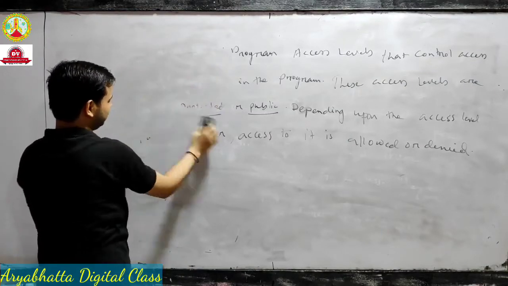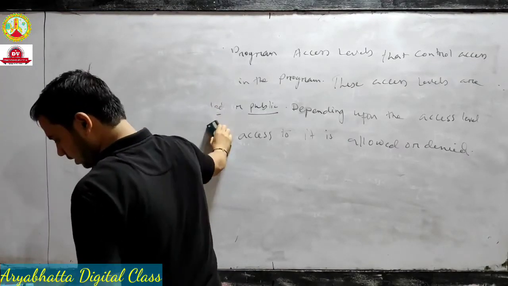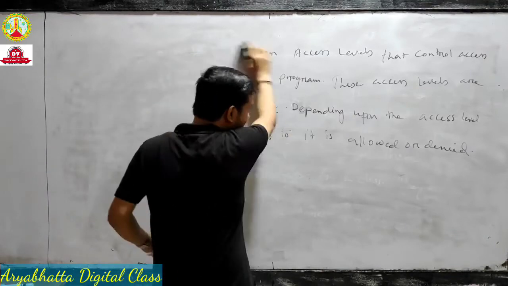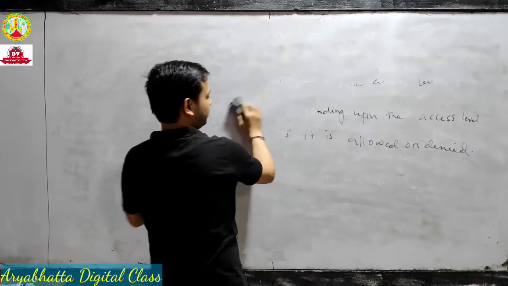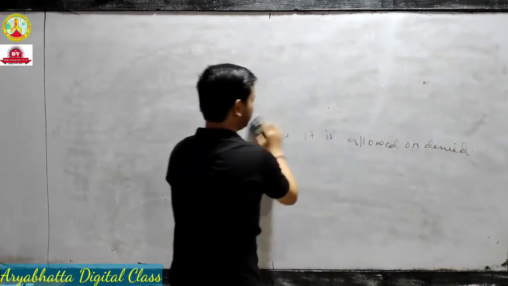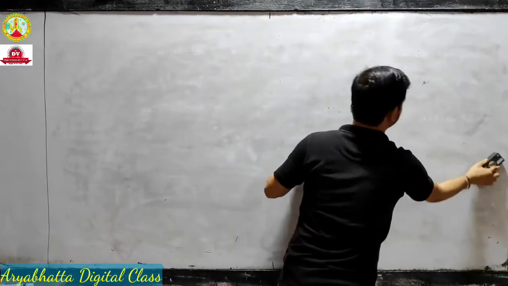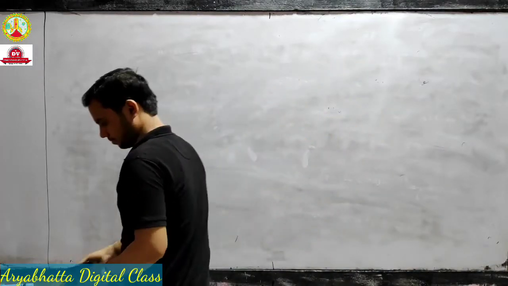And the last one, number 4, is class tag name. First one is data member. I hope you clearly understood. Second one is member function. Third one is program access level, and fourth one is class tag name.